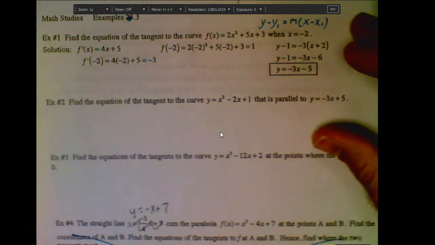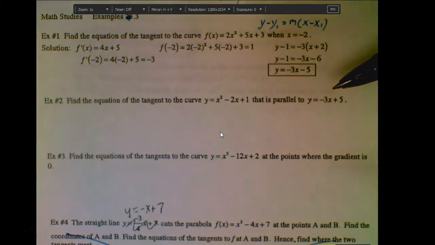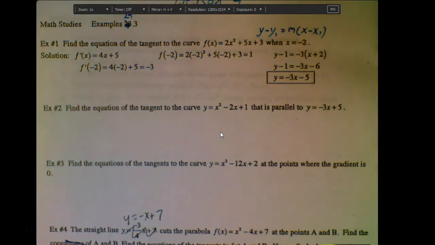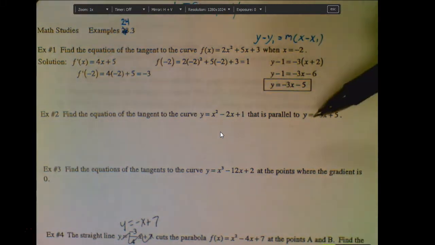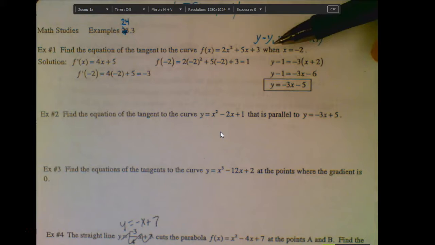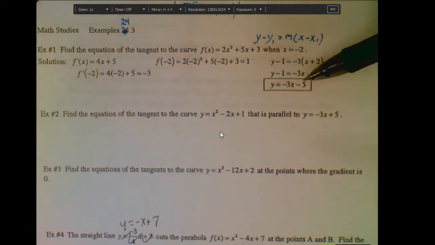So moving on, equation of the tangent line to the curve that's parallel to this one. Now, with all these problems, keep something in mind here. This all comes back to this one formula. So no matter what they give you to start with, you always need three things. You need a y coordinate, a slope, and an x coordinate. So you always need those three things.